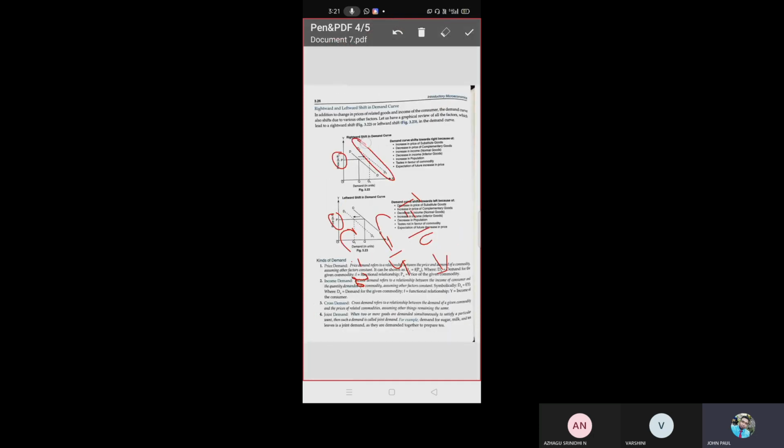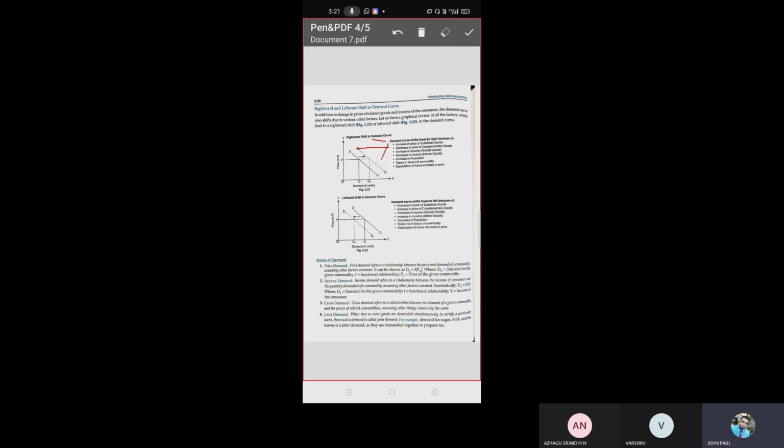When demand increases, the curve moves in a rightward shift. Okay, then a decrease in the price of complementary goods. What are complementary goods? Say sugar, tea, milk. When the milk price falls, the consumption of tea increases, so the demand curve moves rightward.